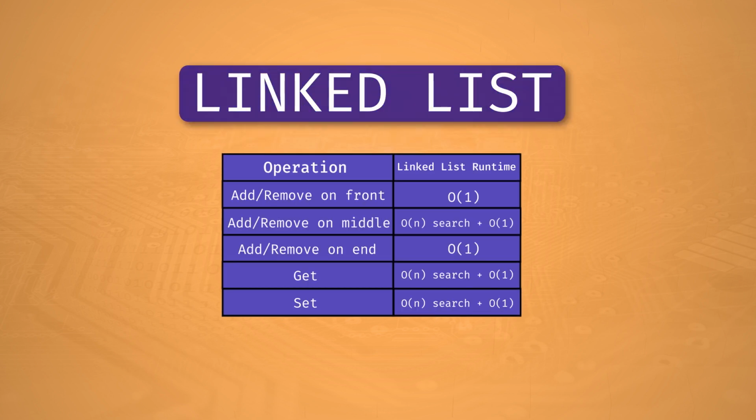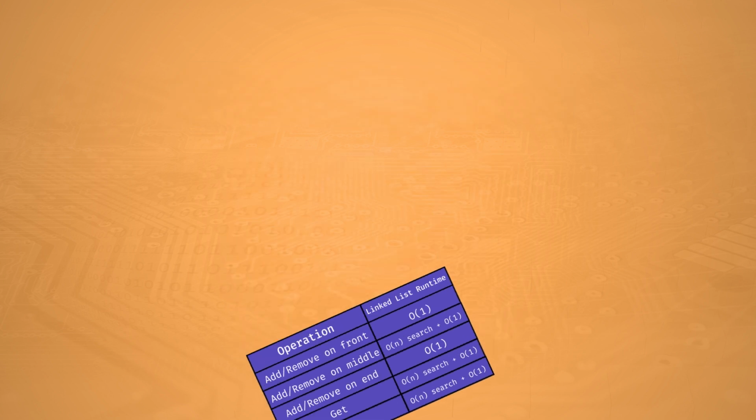A linked list is good at many things an array list isn't good at. It can add or remove elements from a known location, such as the beginning or end, in constant time, but if you're trying to do something in the middle of a linked list, it's going to take O of n time.